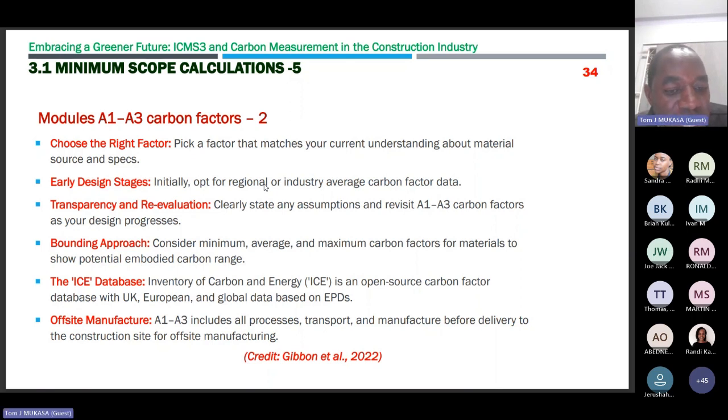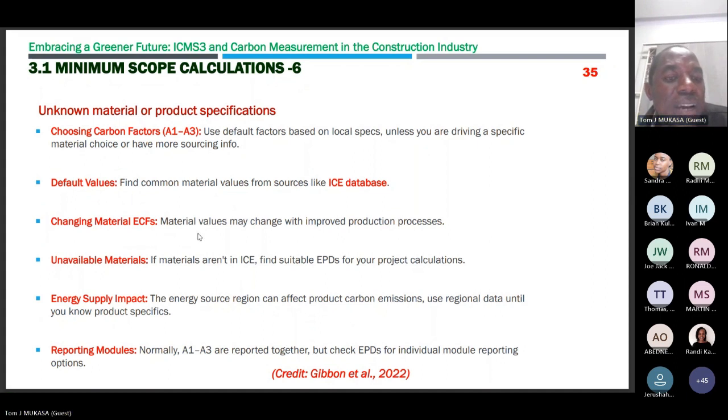Offsite manufacture, they are saying that it also includes, so this A1 to A3 is mainly about things which are produced off the site, okay? What do you do when you have unknown material specifications? You use the default factors.